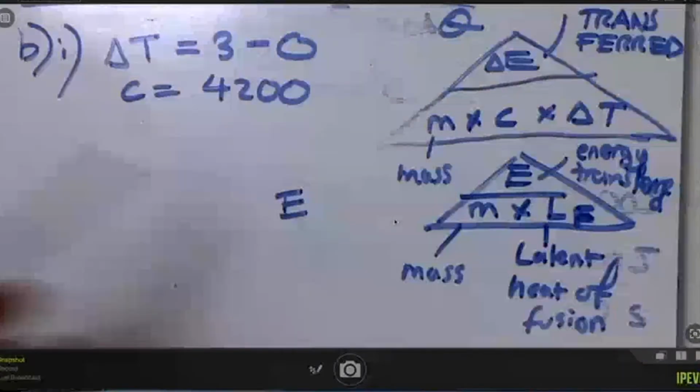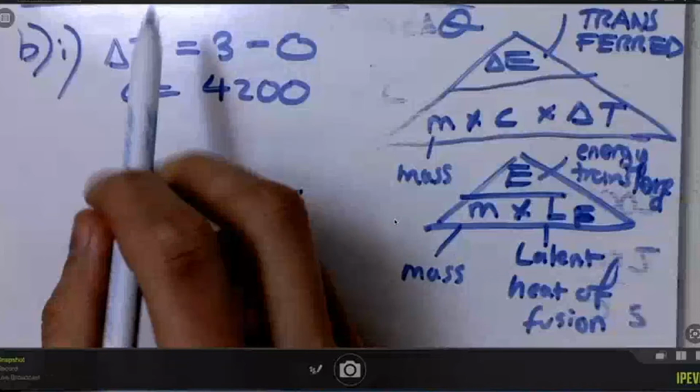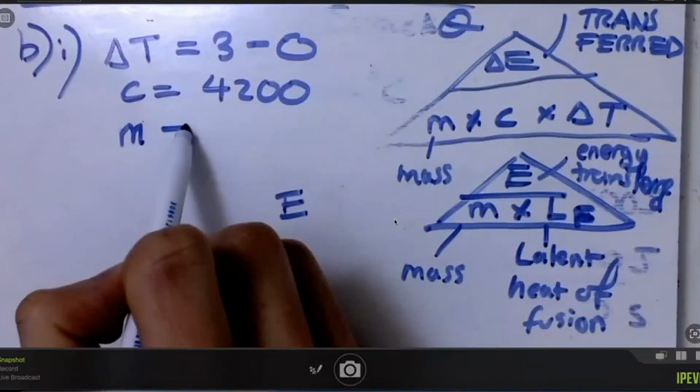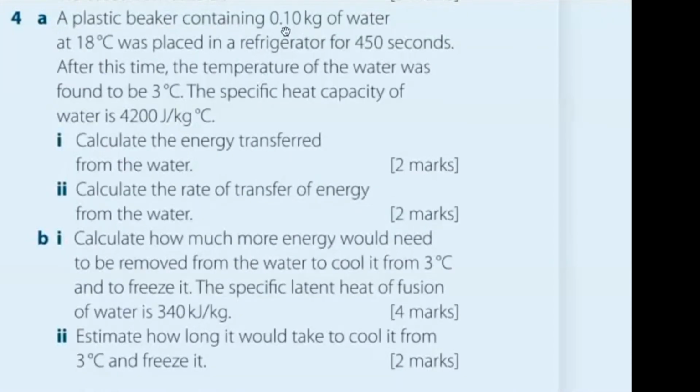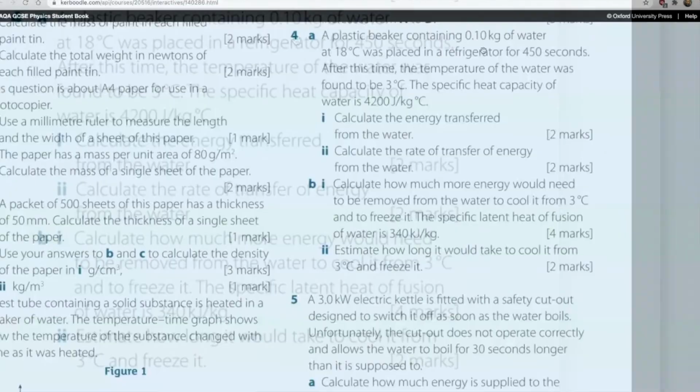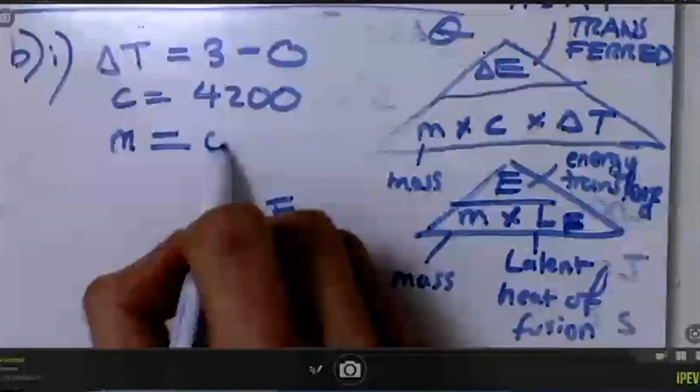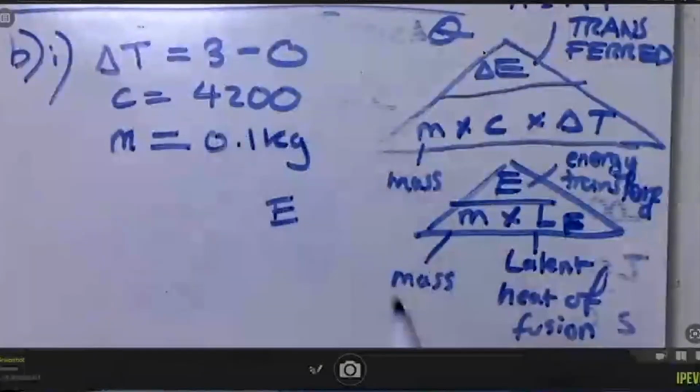Now there's one bit of information I forgot to jot down here. It's my mass. Now my mass hasn't changed. It's still the same 0.1 kilogram of water in the question. So although part B has not stated what the mass is, part B is part of question 4A. So you've got to still use the 0.1 kilogram of mass. Okay, so I'm going to put that here, 0.1 kilograms.